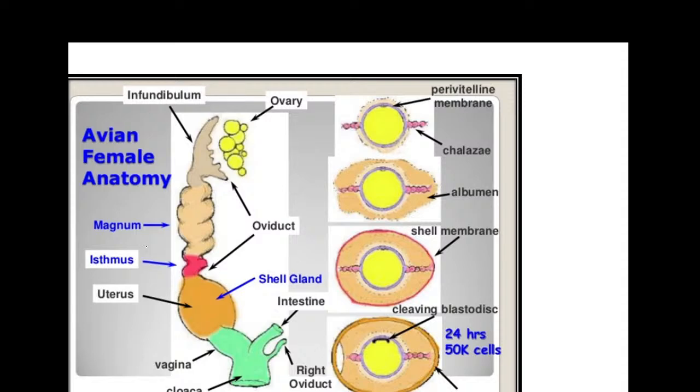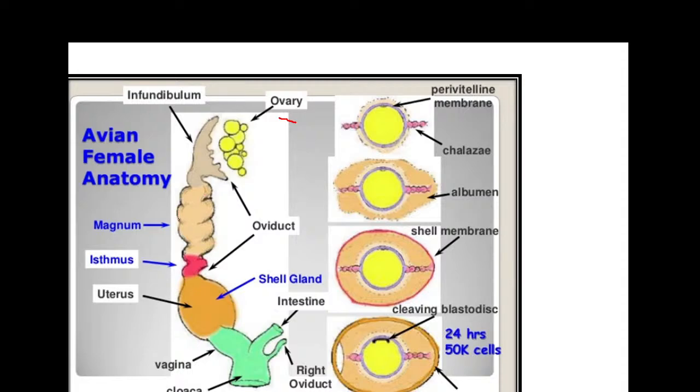Here you can see this picture. This is the ovary. After ovulation, one functional ovum will be absorbed into this funnel-like structure. This is known as the ostium, and this region is known as the infundibulum. The ovum will reach the infundibulum, and from the infundibulum it reaches the magnum region.